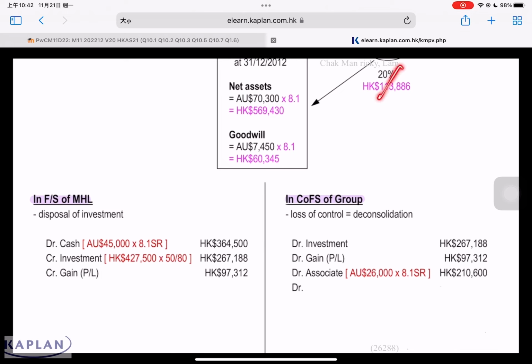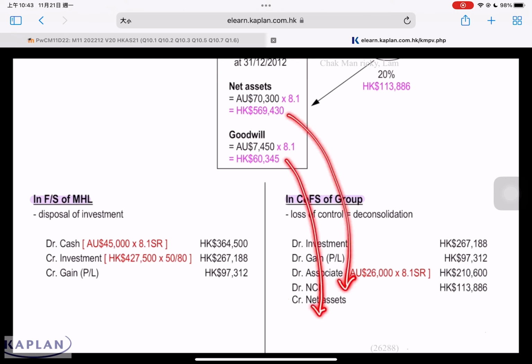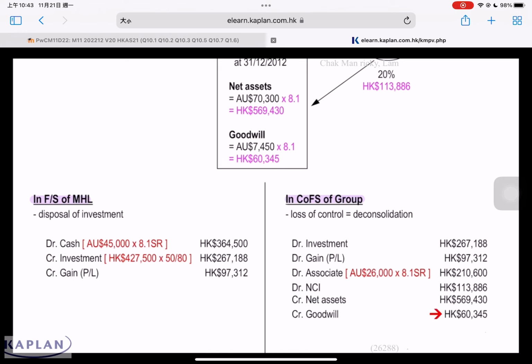Then we have to derecognize the NCI. We must remove the assets and liabilities consolidated. This one must be taken out. Debit NCI equals to 113,886. Credit the net assets consolidated, and now we have to deconsolidate this amount and this amount. Hong Kong dollar 569,430. Credit goodwill is equal to 60,345. Add it up. There should be a difference of 59,211. This represents the gain on loss of control.